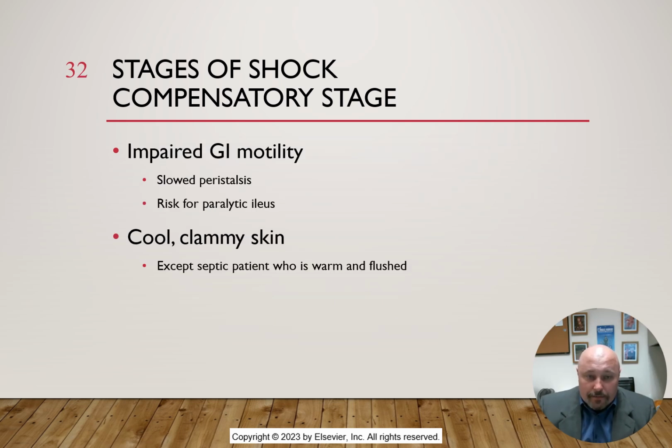Other compensatory mechanisms may be impaired GI motility, slowed peristalsis, and a risk for a paralytic ileus. Also, that cool, clammy skin that is a hallmark. Whenever you see cool, clammy skin on ATI or NCLEX, they're usually cueing you into shock. And this is present in everything except septic patients, who are usually warm and flushed.